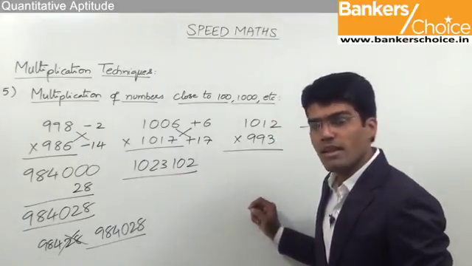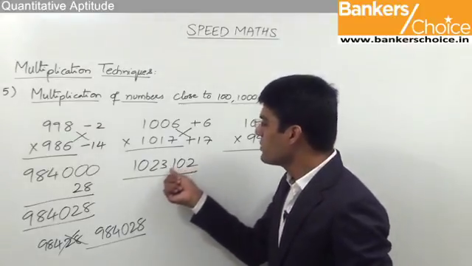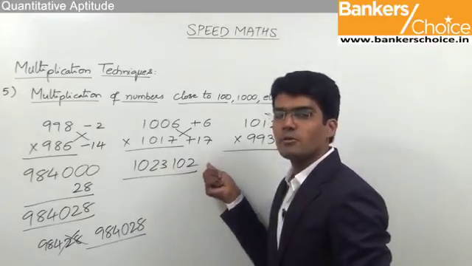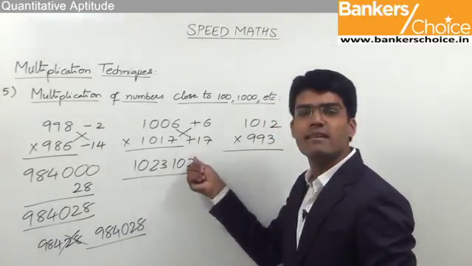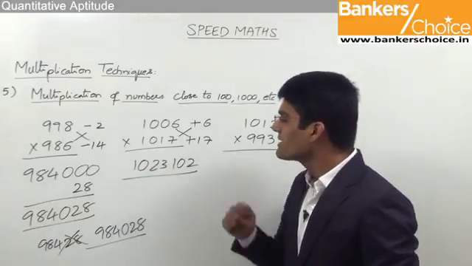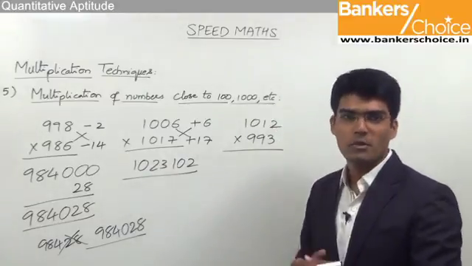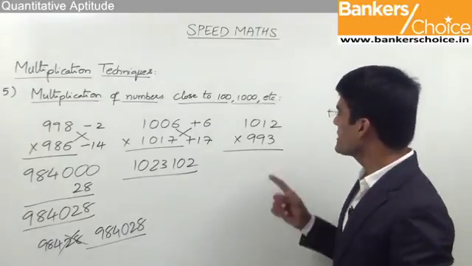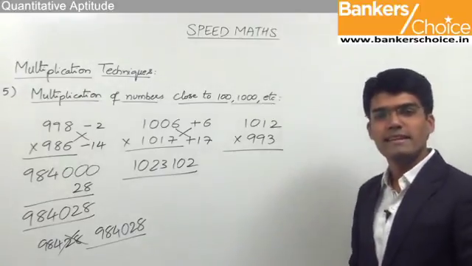10,23,102. Remember, if it is a 2-digit number, we put a 0 here and then write the 2-digit number. But since we have got directly a 3-digit number, it can be attached to the first part of the answer. So the final answer is 10,23,102. The next one here is 1012 into 993.